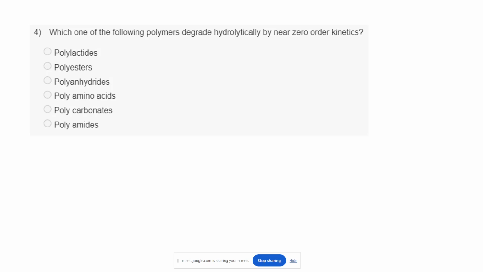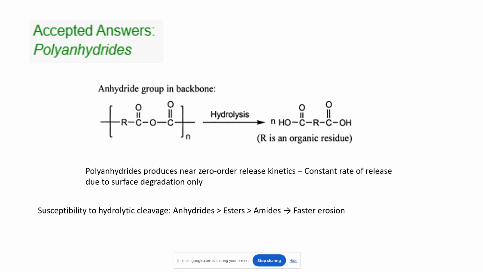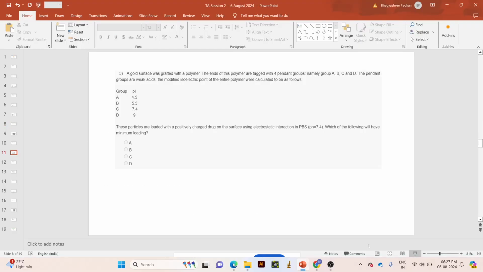So the correct answer would be option 3, polyanhydrides. Only the polyanhydride groups produce near zero order release kinetics, that is, a constant rate of release due to surface degradation only, and all the others have slower release rates because of the bond breaking. Susceptibility to hydrolytic cleavage would be first anhydrides, then esters, and then amides. So here anhydrides will have near zero order release kinetics.